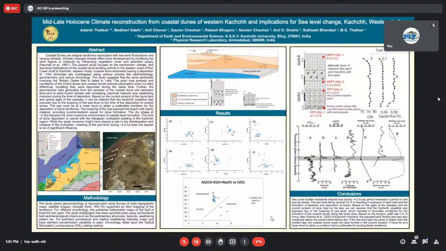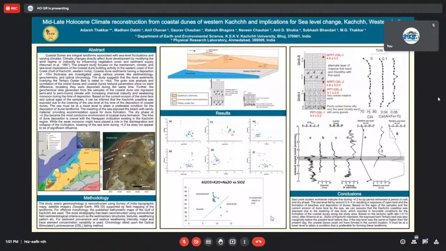And so based on the ages of the sample and the current erosion of the dune phase, we can assume that the Kutch coastline was exposed due to the lowering of the sea level, which resulted in favorable conditions for the formation of coastal dunes. And based on the tectonic uplift of the Kutch mainland, the tertiary bed was also below the sea level at that time. So if the sea level were higher than the present day, the dunes could not have been formed.